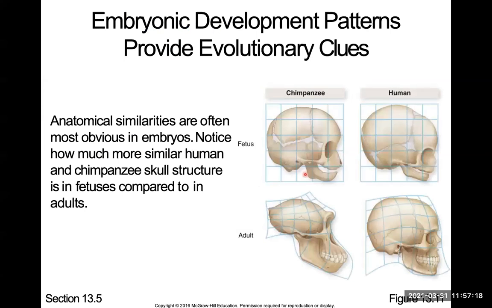So the next line of evidence we're looking at is embryology. They look at the anatomical differences between embryos. Anatomical similarities are more obvious in the embryo. This is a human skull, and this is a chimpanzee skull, and you can see they're really, really different. But then you look at the embryo or the fetus, they look a lot more similar, whereas as adults they look a lot different. So that's another clue that they look at in embryology.